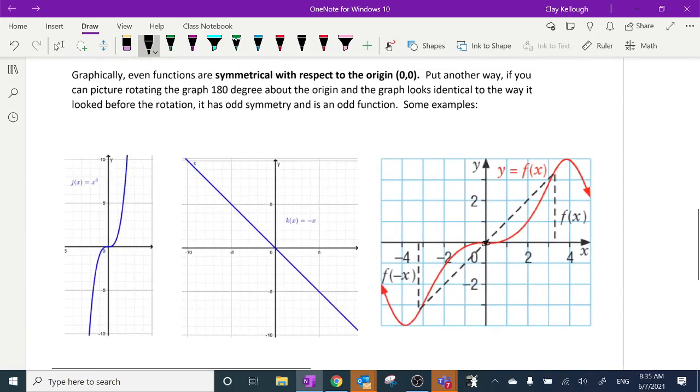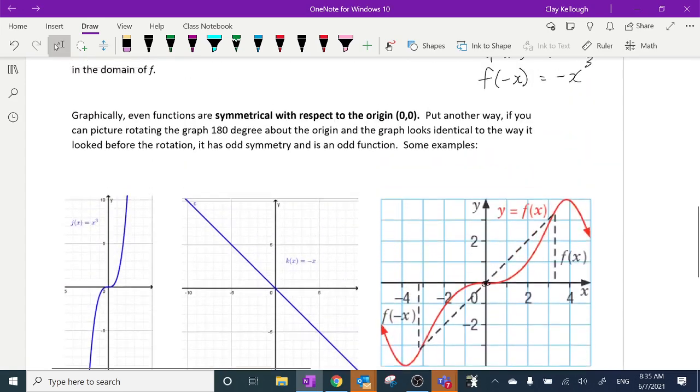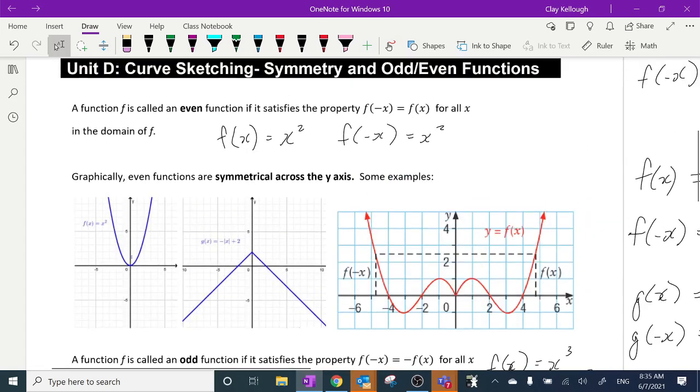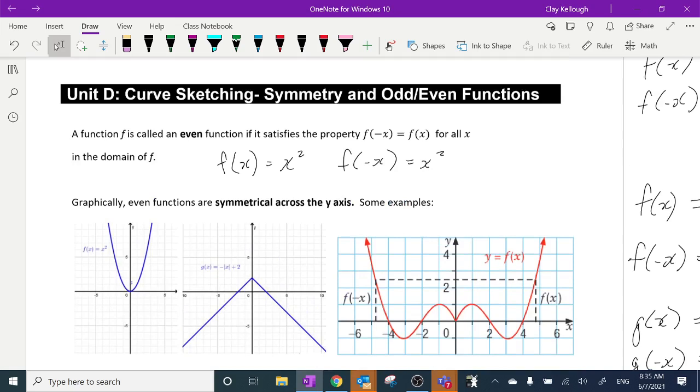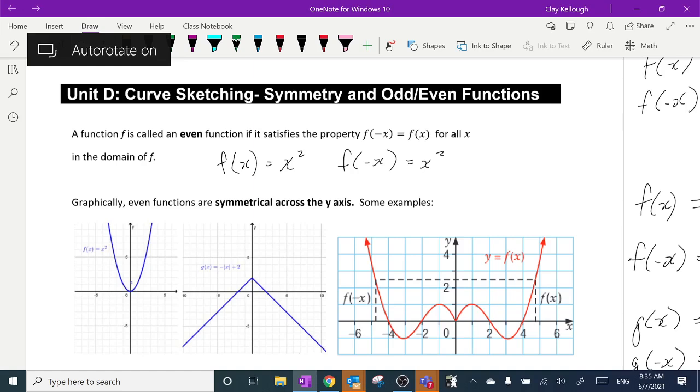And if I know a function is even or odd, that really cuts down on the amount of effort I have to put into making a sketch, because I know that once I have half of it, I can just reflect the other half. So that's the last kind of new idea in curve sketching. And from here, what we actually do now is we put all of the ideas we've done in all of Unit D together.